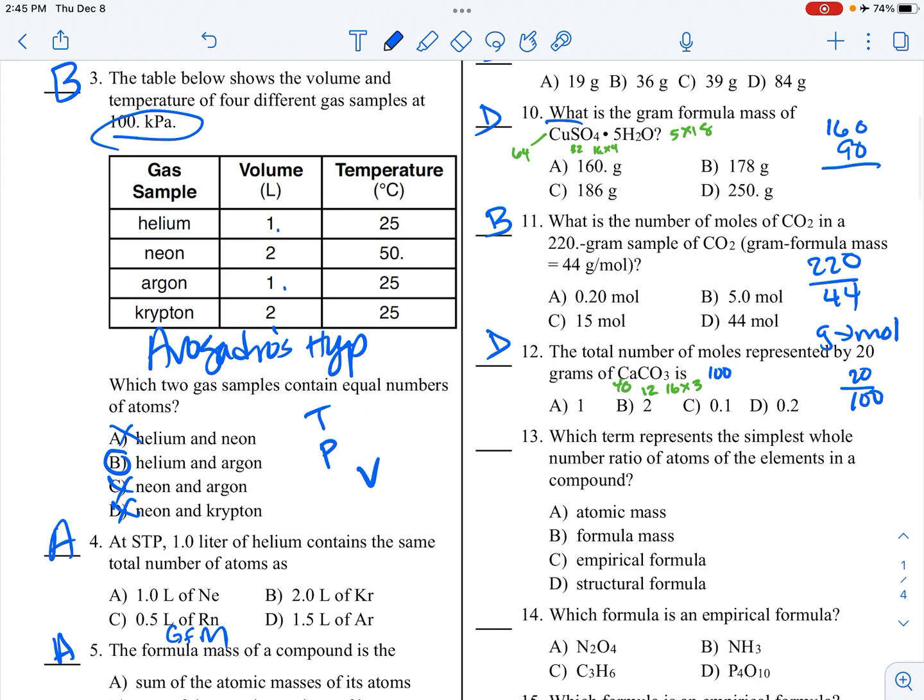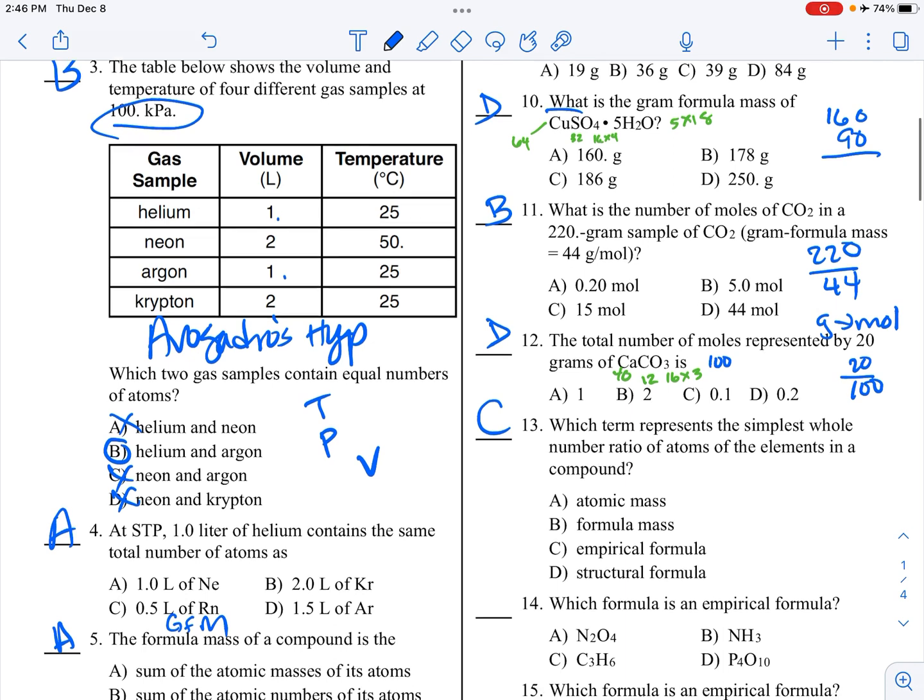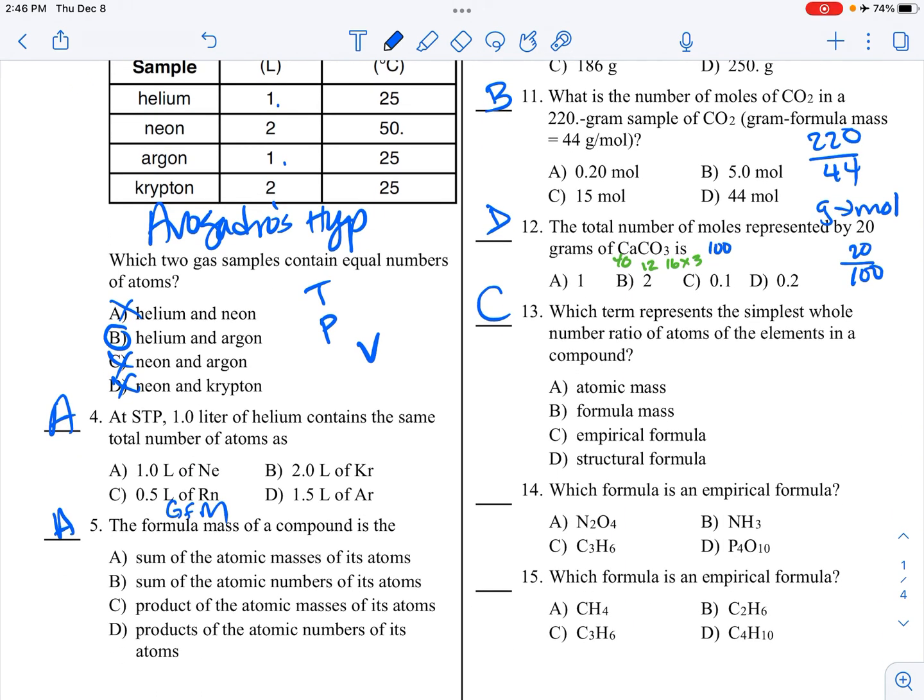Which term represents the simplest whole number ratio of atoms? The simplest whole number ratio of atoms is called the empirical formula. So number 14 says, which is an empirical formula. If you can simplify the subscripts, it is not empirical. So see how we have a 2 and a 4? I can make this a 1 to 2, which means that's not our answer. Part B is our answer because I cannot bring that down.